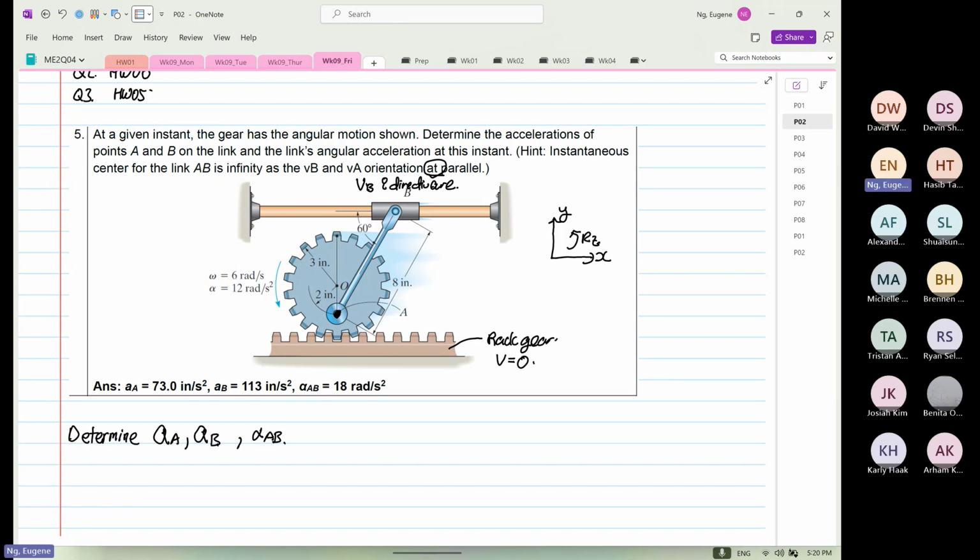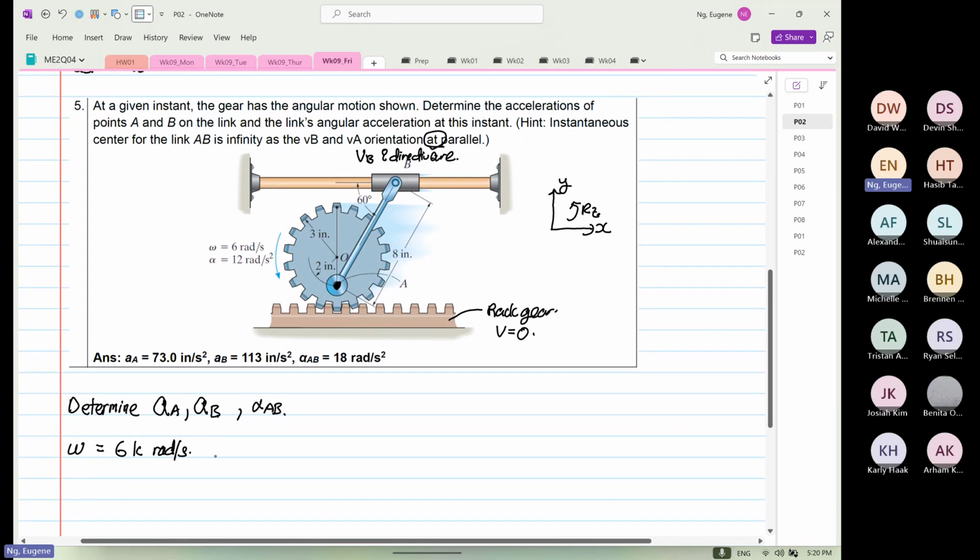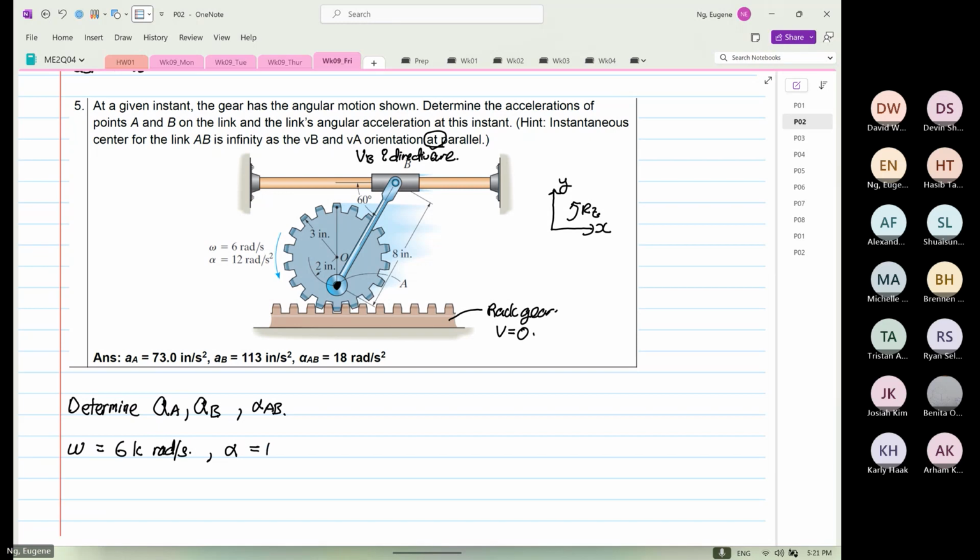So we are given what is going on at the wheel. We are given that omega is equal to 6k radians per second. Because it's going anti-clockwise, it's positive, and we are also given that alpha is equal to 12 radians per second squared, also positive in the k direction. So we want to find the acceleration at point A.